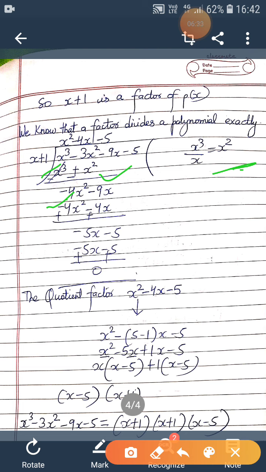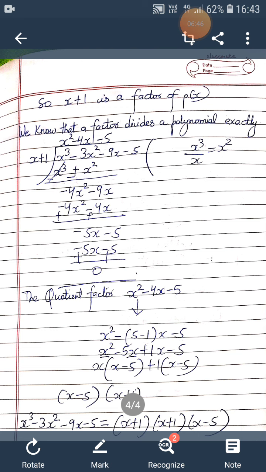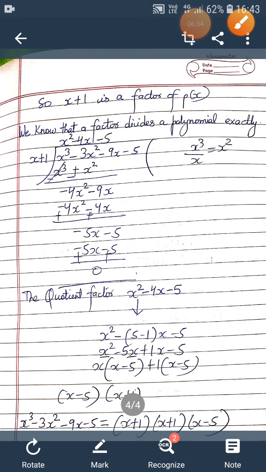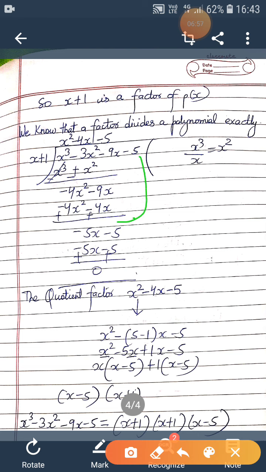Now again following the same steps, minus 4x square divided by x is minus 4x. Minus 4x is multiplied with x plus 1 to get minus 4x square minus 4x, putting it below the like term. Then again following the subtraction, we have minus 9x plus 4x is minus 5x. Then the last term that is left over here, minus 5, we write like this. Now minus 5x divided by x is minus 5. So multiplying, we have minus 5 into x is minus 5x, minus 5 into 1 is minus 5. Now we can see the remainder is 0.